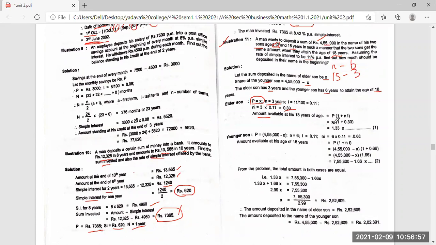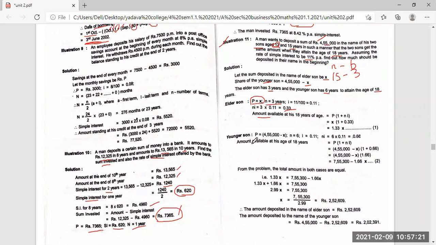So we don't know the principal amount, so we are putting X into 1 plus N into I. You all know I is 0.33. So 1 plus 0.33. So this is the first equation, that is 1.33x. We are just adding this and multiplying with X. 1 plus 0.33 is 1.33 into X, 1.33x.